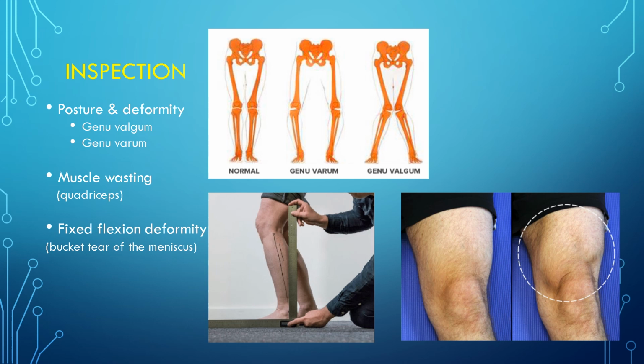That's why you want to expose the quadriceps to compare both quadriceps. Is there wasting compared to one side to the other? Here you see the diagram in the bottom right. The left leg has obvious quadriceps wasting. One of the causes of a fixed flexion deformity is the bucket handle tear of the meniscus, and that locks the knee and makes it impossible for the patient to fully extend the knee.